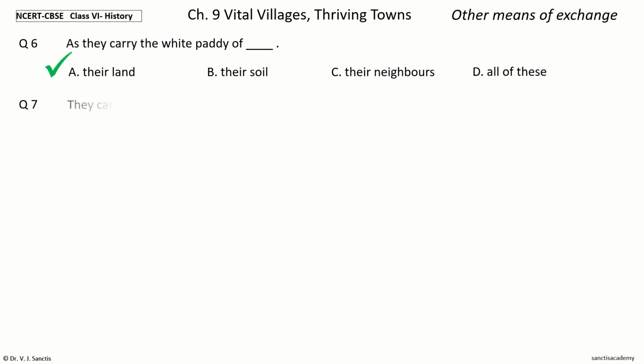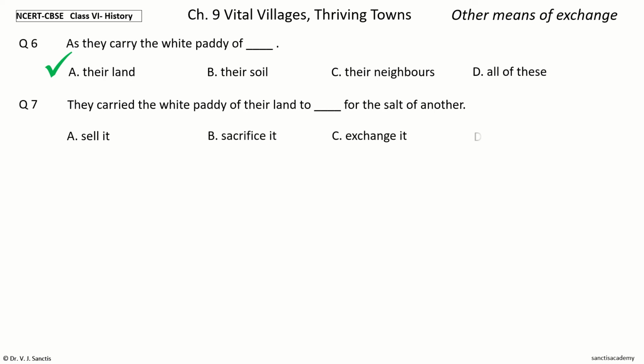Question 7. They carried the white paddy of their land to dash for the salt of another. The options are sell it, sacrifice it, exchange it, bargain it. Your time to choose. And the answer is exchange it. So, they carried the white paddy of their land to exchange it for the salt of another.